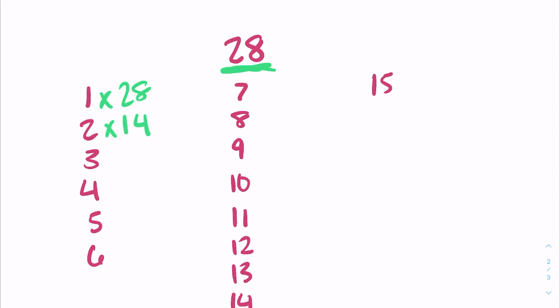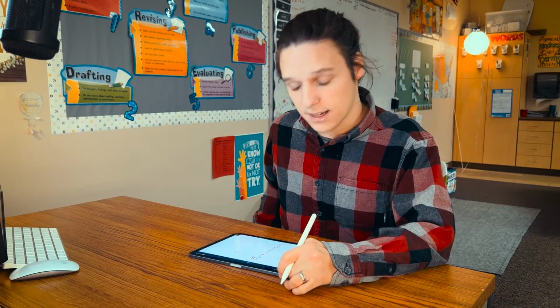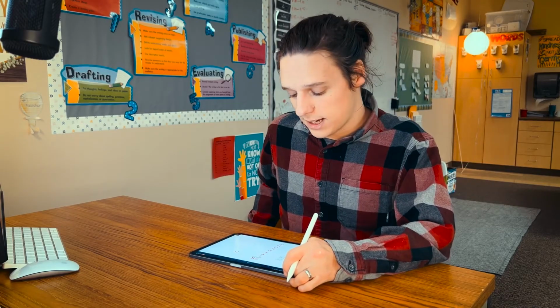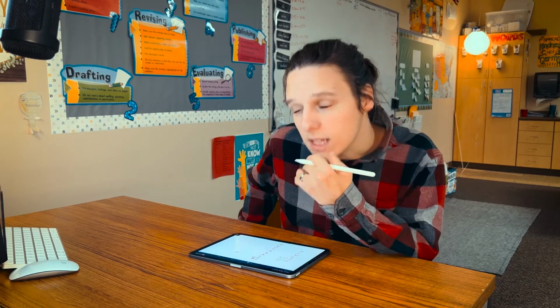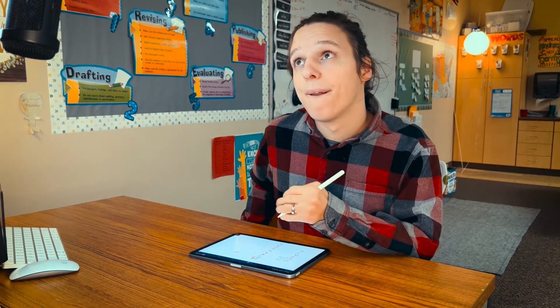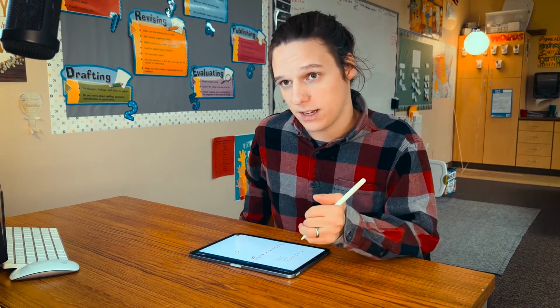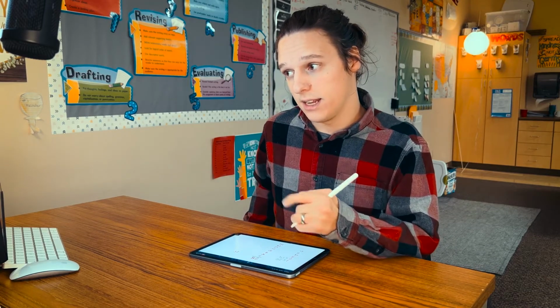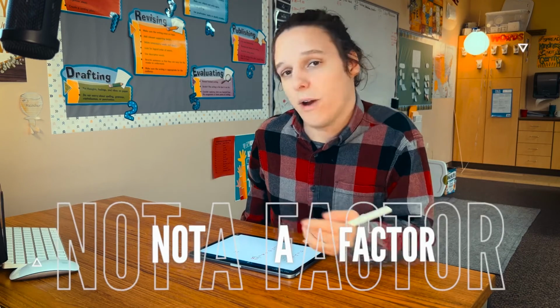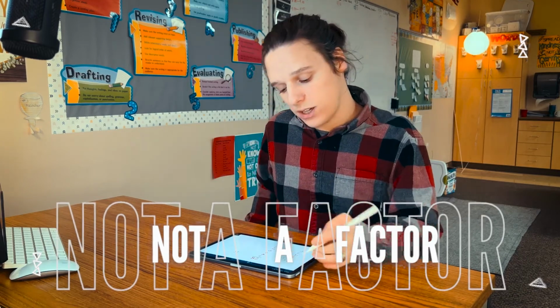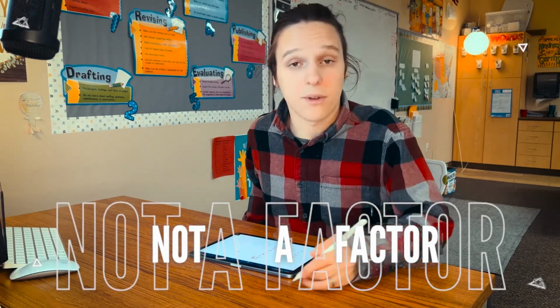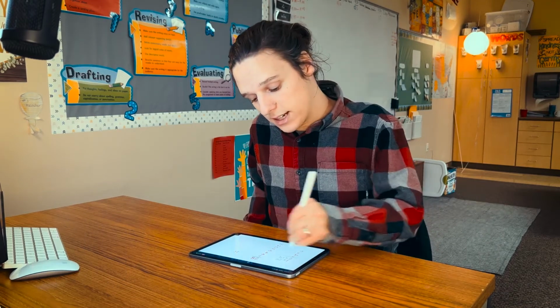2 times 14. Next, 3. 3 times something. Let's see, 3 times 9 is 27, and if 27 is 3 times 9, then there's no way I can get there. So I'm going to go ahead and cross off 3, because I have figured out that 3 is not a factor.